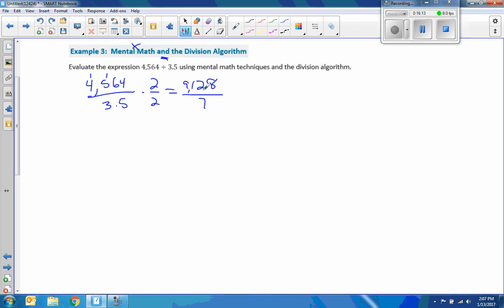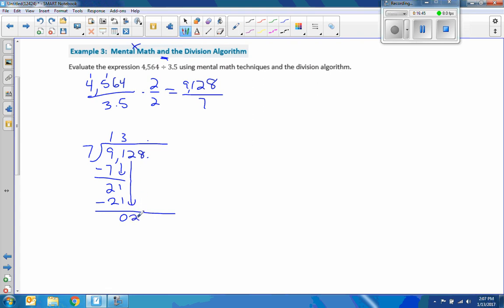Now I'm going to take 9128 divided by 7. And I'm going to use the division algorithm, which is simply long division. 9,128. I always like to put a decimal there so I don't forget. 7 will go into 9 one time. 1 times 7. Subtract the differences. 9 minus 7 is 2. Bring down the 1. 7 will go into 21 3 times evenly. Bring down the 2.